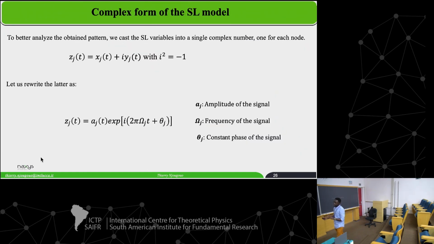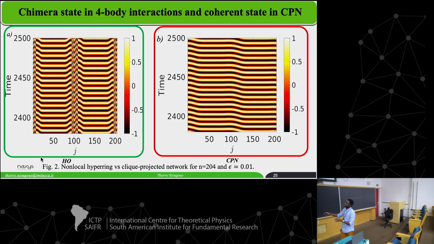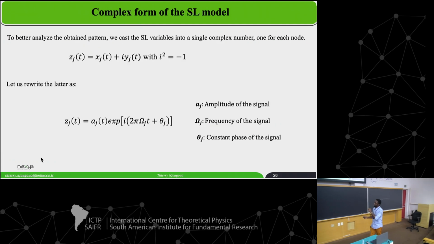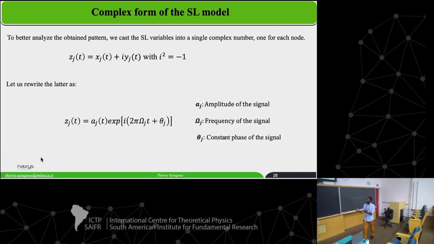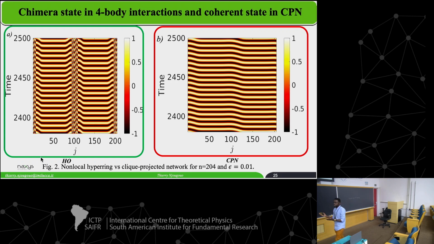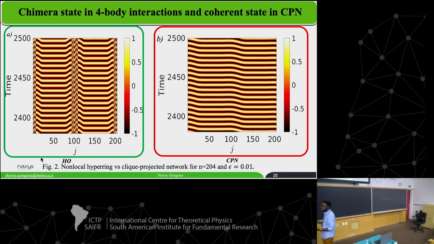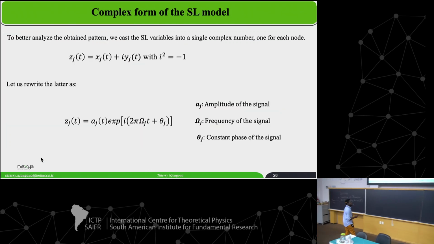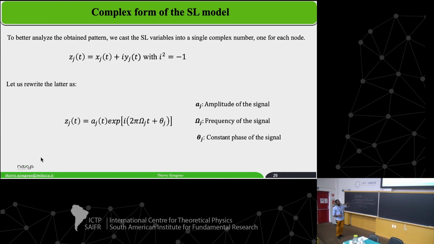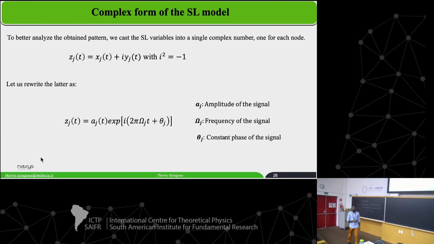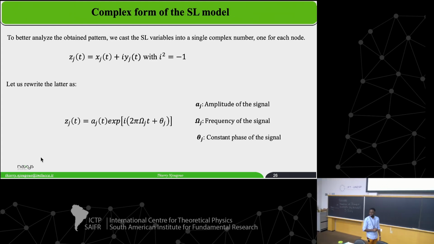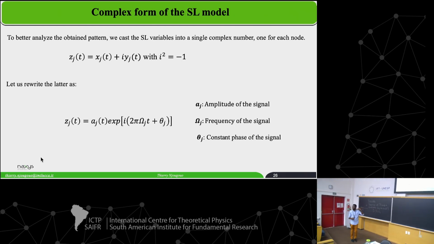So let's move on, because this was just a time series of one variable, x or y, of the system. We want to know what type of chimera this one is. It's very difficult to answer with this. It could be an amplitude chimera, a phase chimera, or something else. So to answer this question, we use this transformation of the Stuart-Landau model. And finally, we use this z variable, where a is the amplitude, omega is the frequency, and theta is the constant phase.